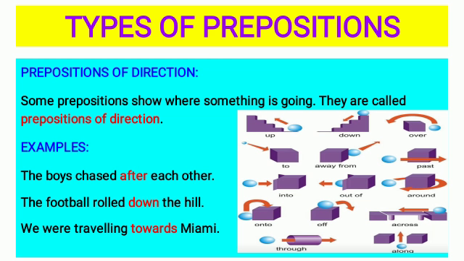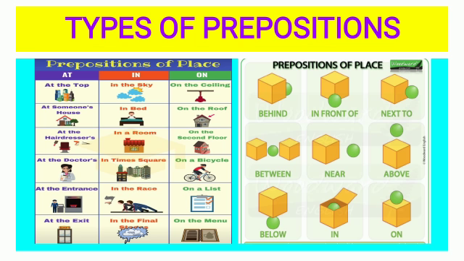Here are a few more examples of preposition of direction. You can see the pictures clearly with the direction marks on each and every picture. Up, down. You can see the direction of the ball. Up. The next examples: down, over, to, away from, past, into, out of, around, and so on.